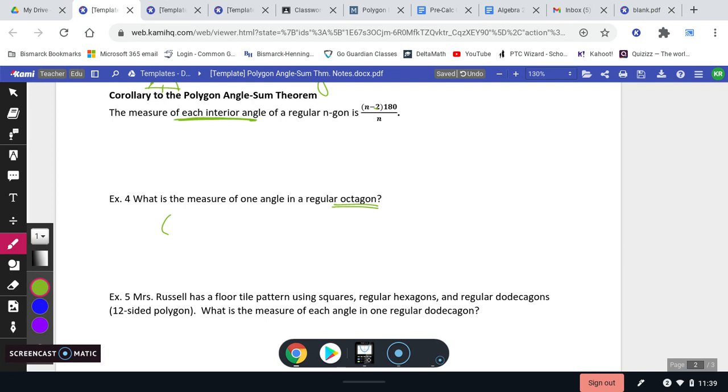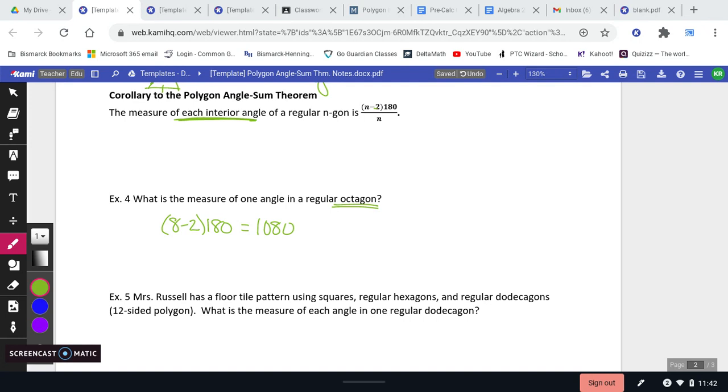Okay, so we want to know what the measure is of one angle of a regular octagon. So if we want to find all the angles, it would be 8 minus 2 is 6, and then 6 times 180. So all of the angles, 6 times 180 is 1080. Okay, but we only want one angle.